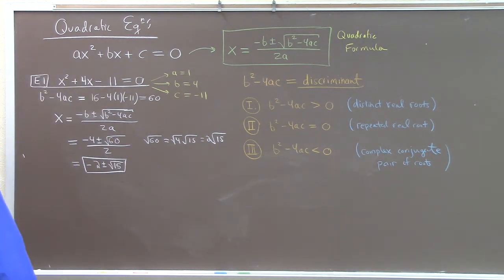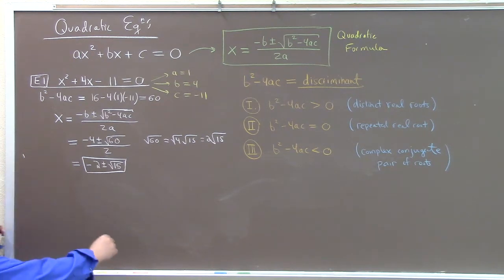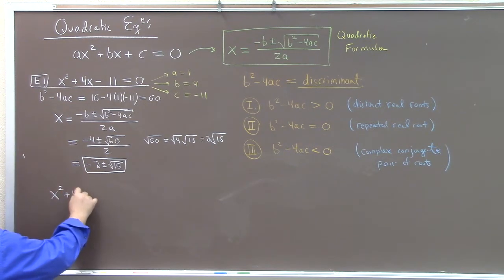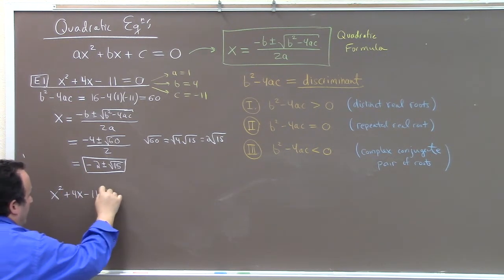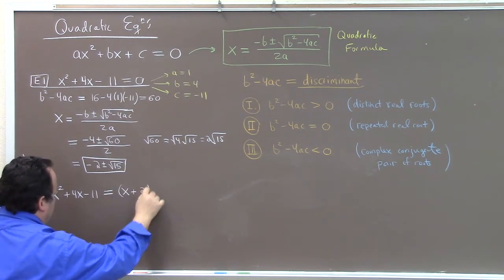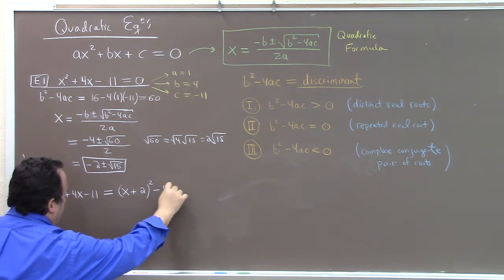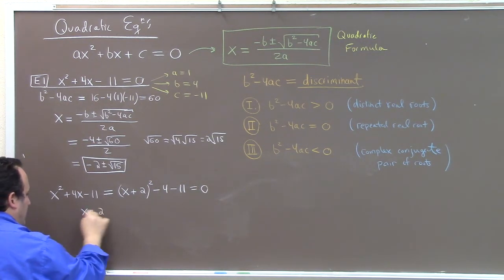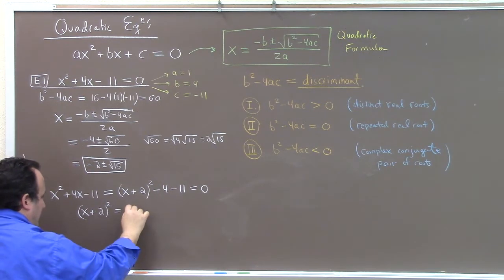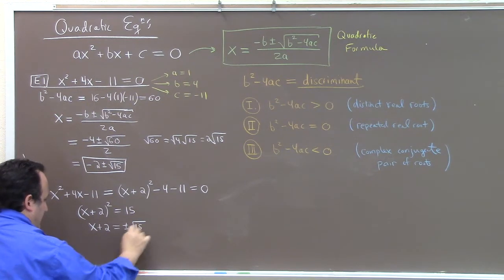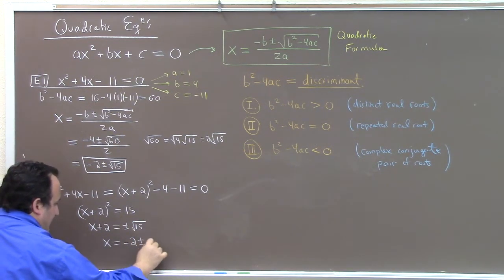Let me illustrate also how to find the same solutions using completing the square. So for this problem, here's how you do it. We have x squared plus 4x minus 11 is equal to x plus 2 quantity squared minus 4 minus 11, equals 0. But we can trade that for x plus 2 squared equals 15. So x plus 2 is plus or minus the square root of 15. So x is equal to minus 2 plus or minus the square root of 15.